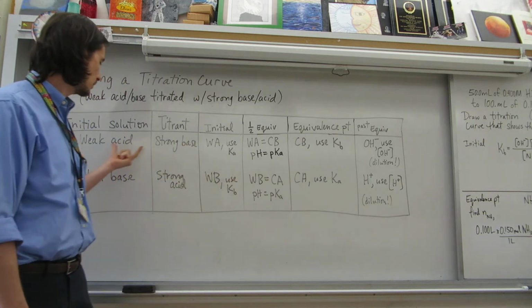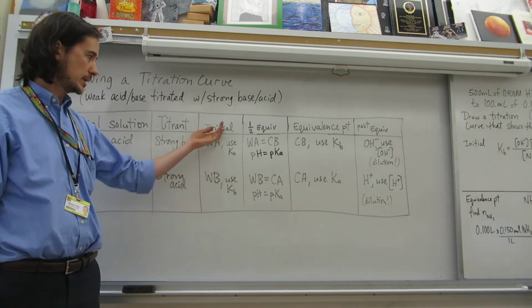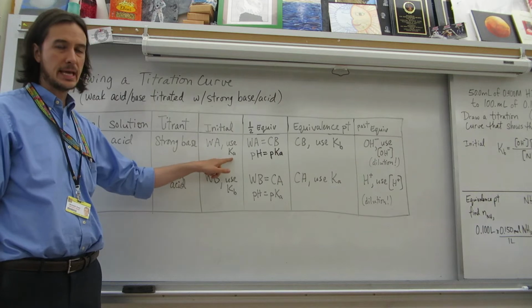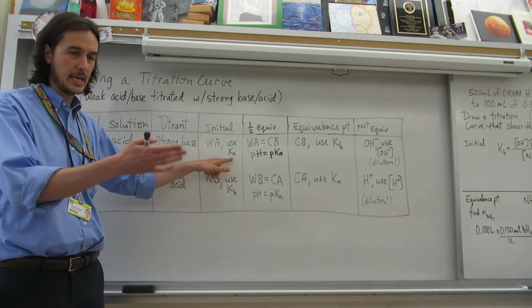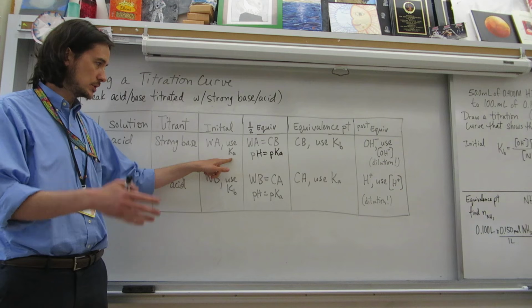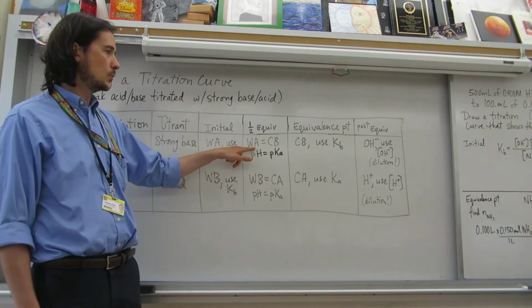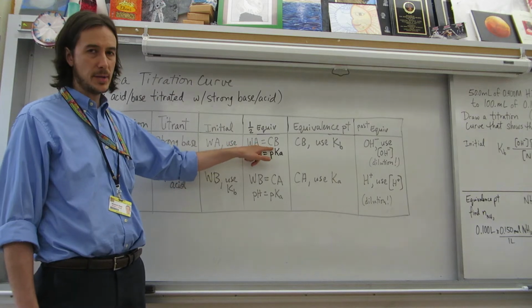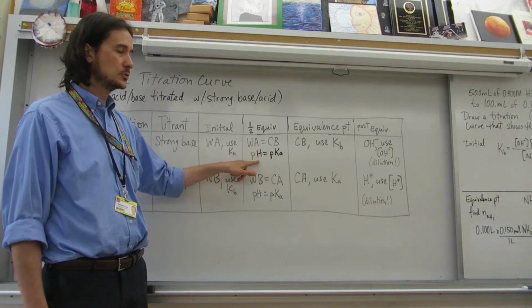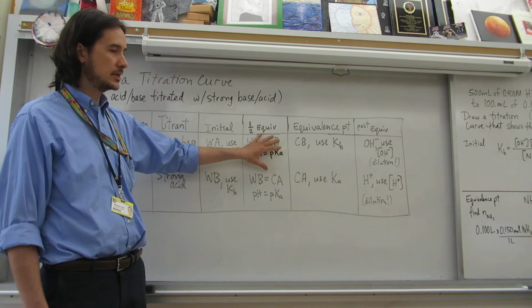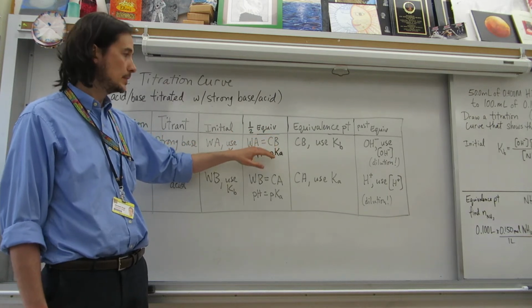So if you're starting with a weak acid and you want to calculate the initial pH, you're going to use the Ka. Write a Ka expression and use the concentration and solve for pH. At the half equivalence point, the weak acid will equal the conjugate base, and pH equals pKa. This is a very easy one to calculate. You just got to position it right.